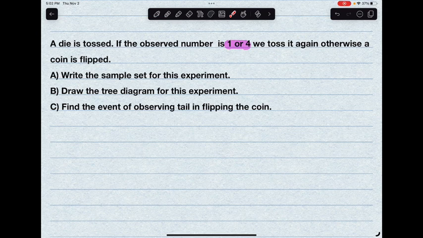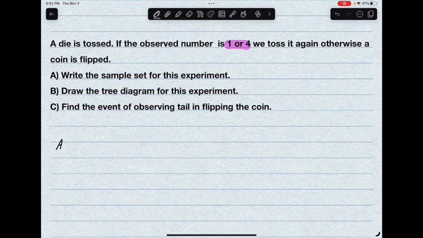Now, part A of the question says write the sample set for this experiment. Here we can talk about it as a set. We need to use ordered pairs because there are two results. Depending on the result of the first one, we're going to have a result for the second action. It might be flipping a coin or tossing another die.